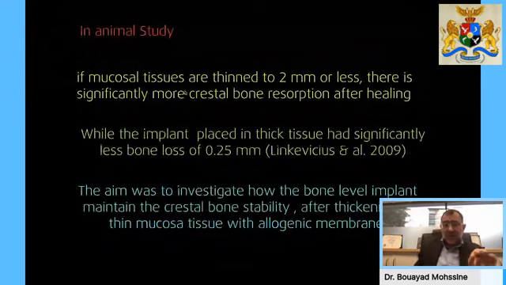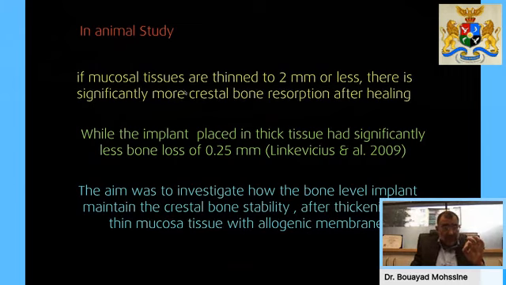The study was done on animals. If the mucosal tissue is thin, 2 millimeters or less, there is significantly more crest bone resorption after healing, while the implant placed in thick tissue had significantly less bone loss, of 0.25 millimeters. The aim was to investigate how the bone level implant maintains the crestal bone stability after thickening of the thin mucosa, with an allogenic membrane.